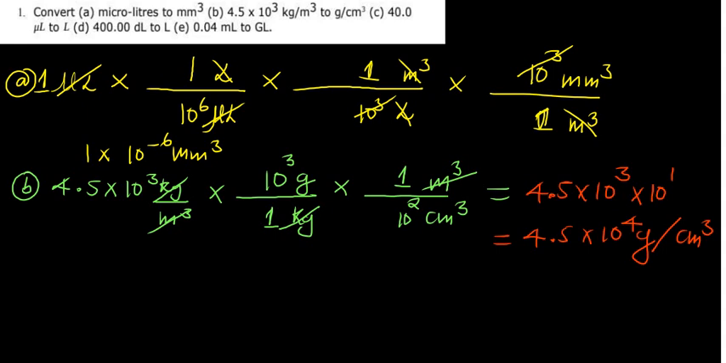Let's consider C. For C, we have 40.0, this is micro. Well, I hope you know why they've written 40.0 instead of just writing 40. That has to do with significant figures. This number has 3 significant figures, so always make sure that you maintain the significant figures after you find the answer.